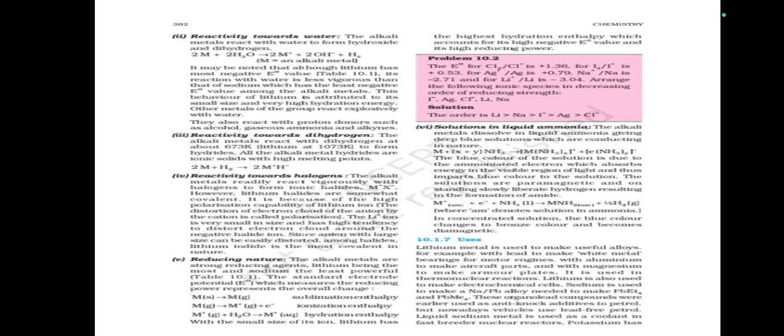It is because of the high polarization capability of lithium ion. The distortion of electron cloud of the anion by the cation is called polarization. The lithium Li positive ion is very small in size and has a high tendency to distort the electron cloud around the negative halide ion. Since an anion with large size can be easily distorted, among halides, lithium iodide is the most covalent in nature.